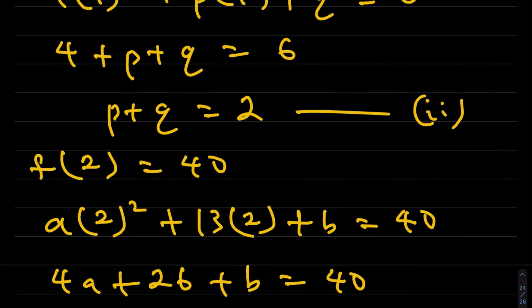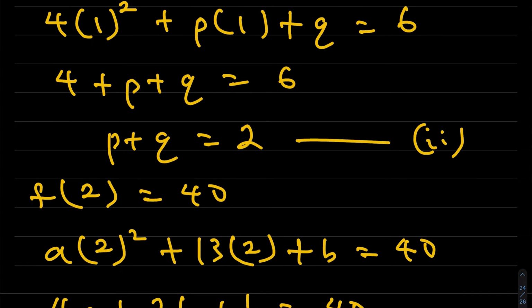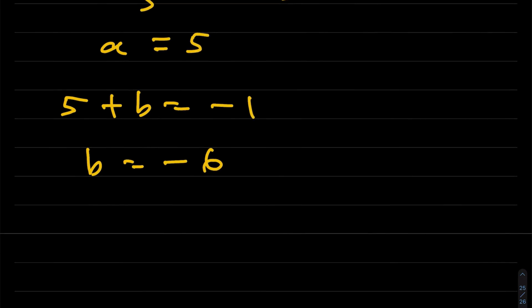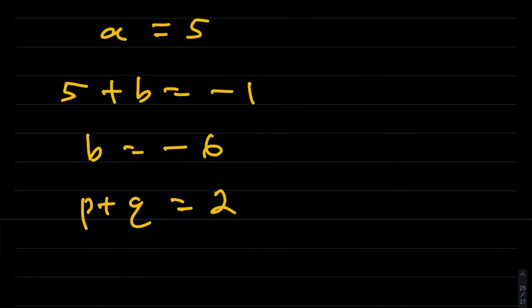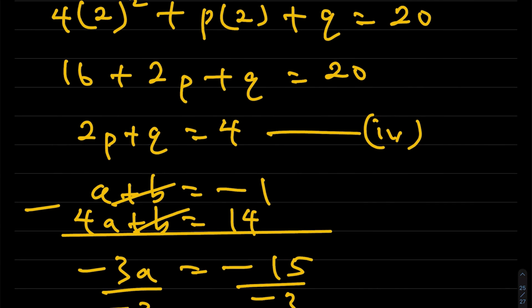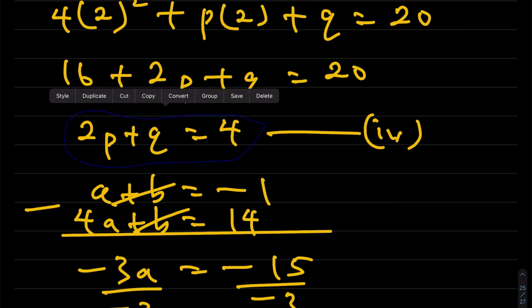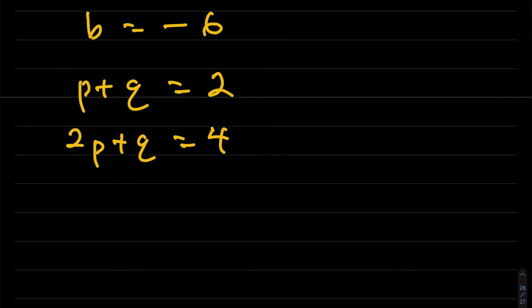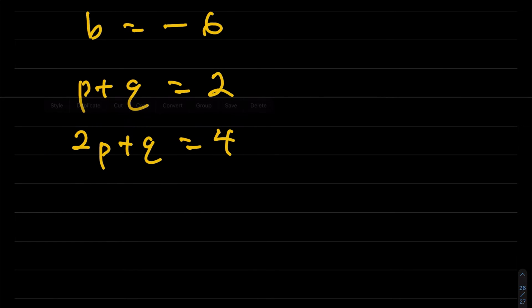Now we solve the equations in terms of p and q, equations 2 and 4, simultaneously. This is equation 2. What's equation 4? Equation 4 is 2p plus q equals 4. This is equation 4. 2p plus q equals 4.